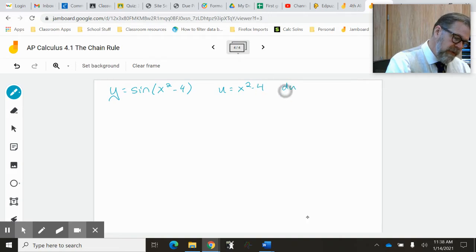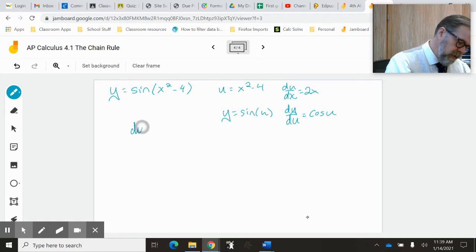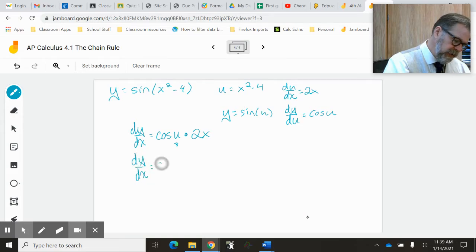The derivative of u with respect to x is equal to 2x, and y is equal to sine of u, which means the derivative of y with respect to u is cosine of u. So the derivative of y with respect to x is equal to cosine of u times 2x. But of course, I don't want this in terms of u, so I'm going to go back and substitute in x squared minus 4 times 2x.